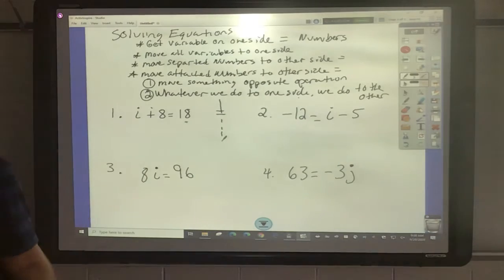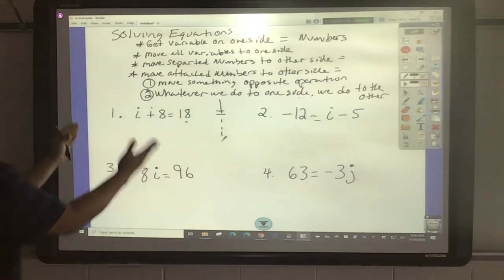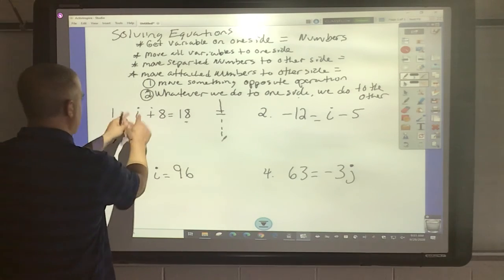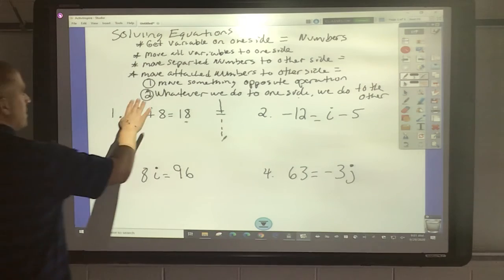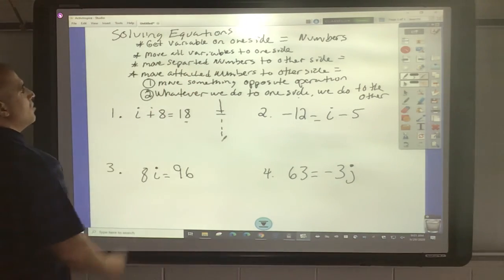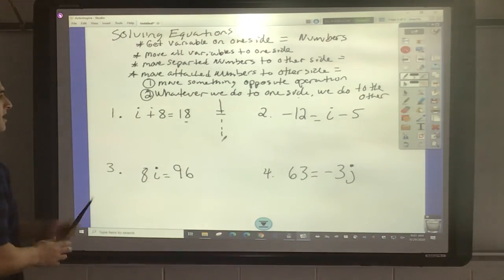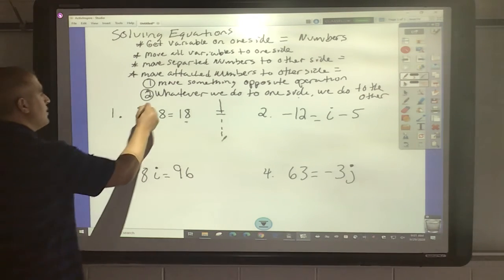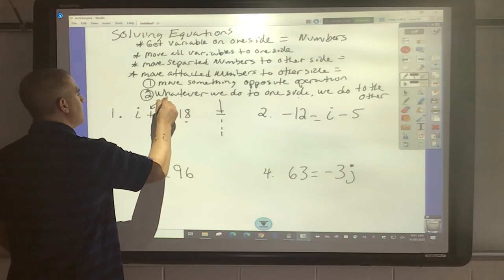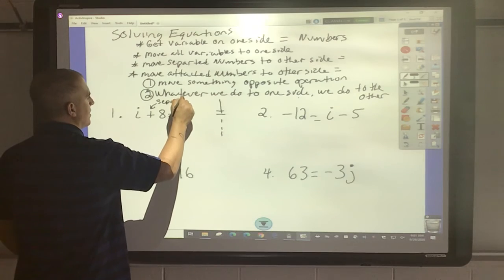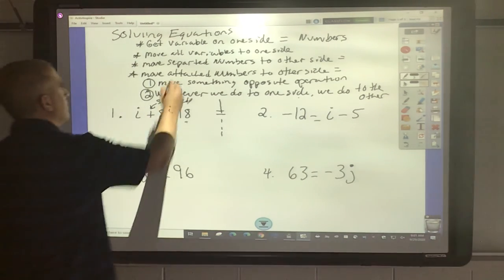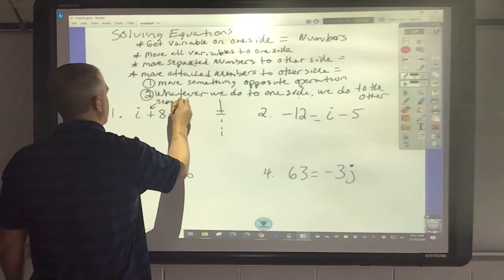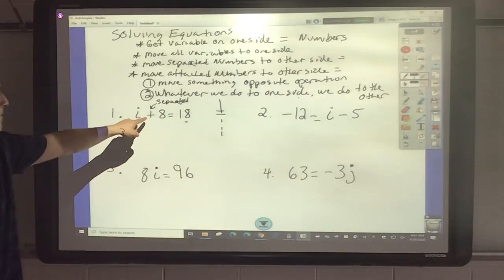So let's look at this first example. I got x plus 8 equals 18. I want to move all the variables to one side. I only got one variable, so that's easy. Now, move the separated numbers. When you see an operation in here, that is a separated number.